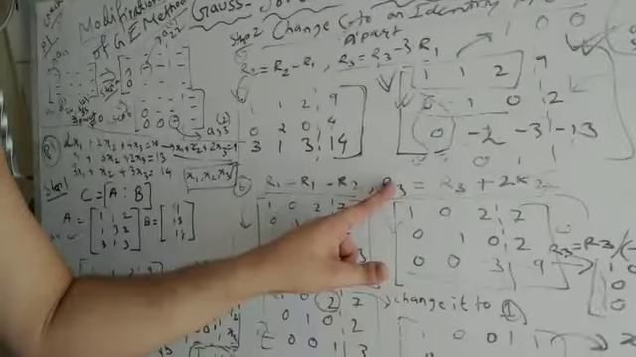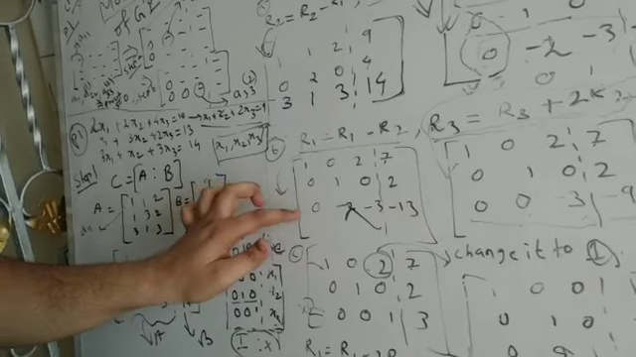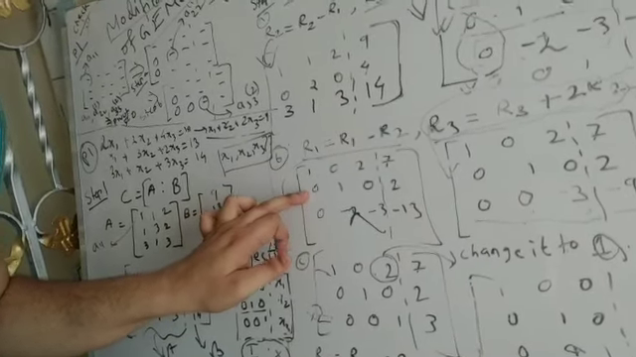Okay. Now what I am doing here is I am doing this operation. R3 is equal to R3 plus 2R2. So if I do that, simply I am adding this 2 with a multiplier of 2.